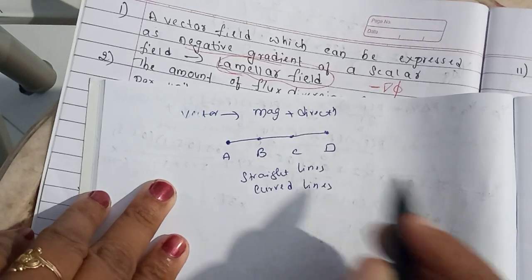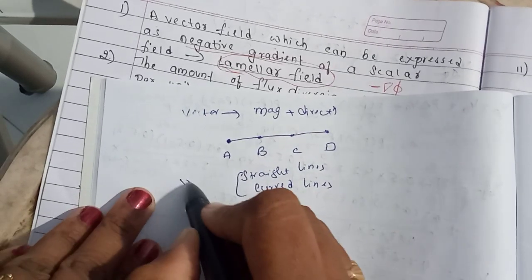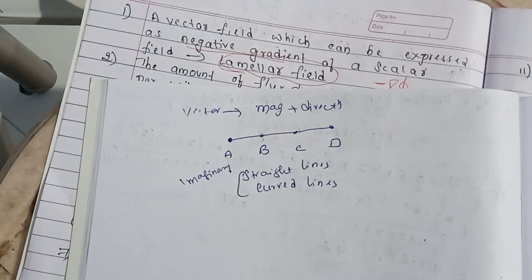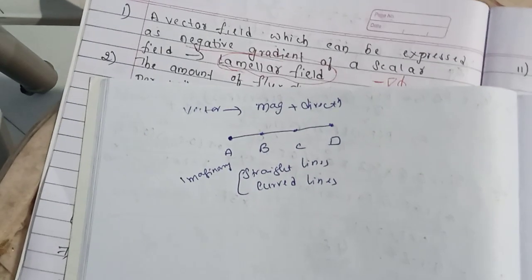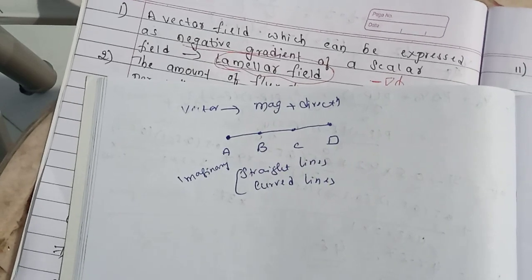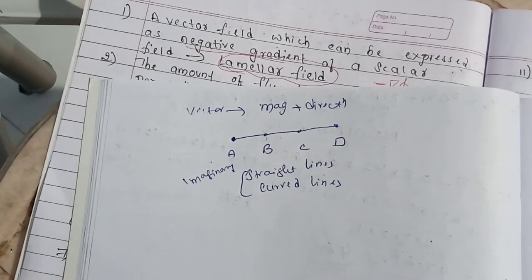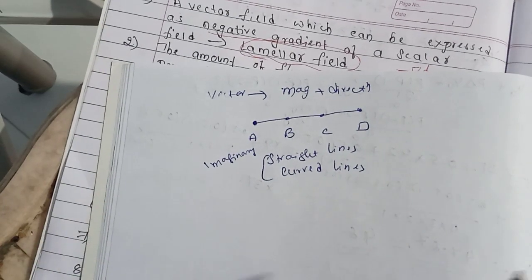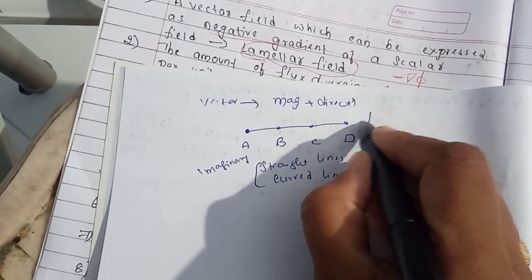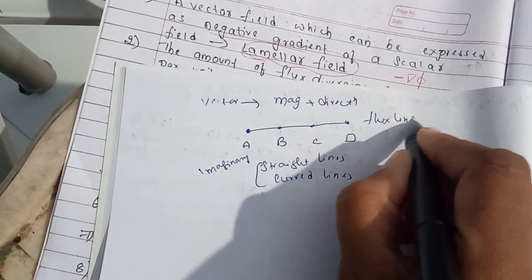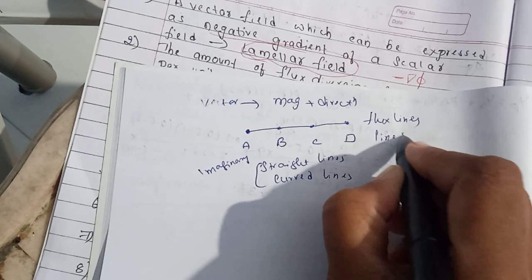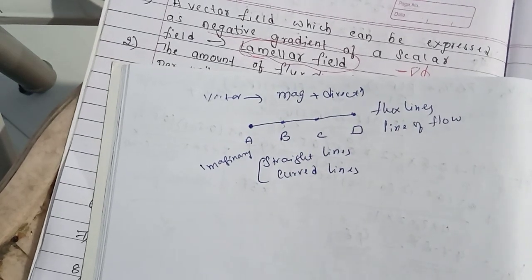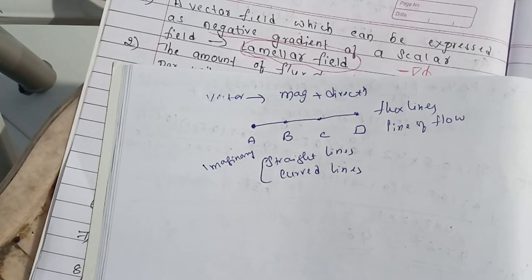Right? So this imaginary straight lines or curved lines drawn along a path of vector quantity traveling in a vector field, we call it flux lines, or we can also call it line of flow.